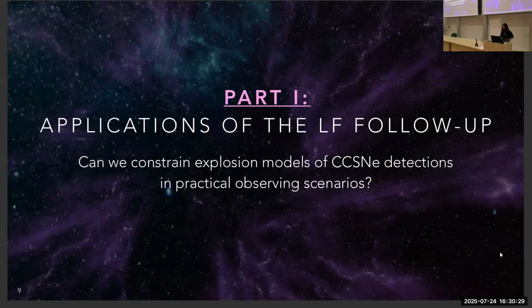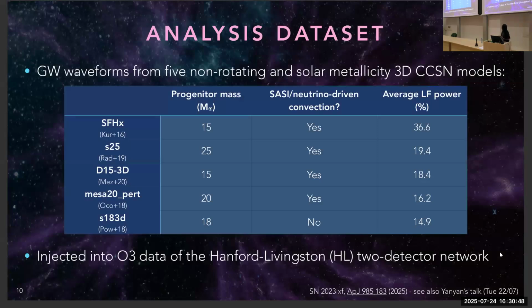Okay, so the first part of our results is to look at how this dedicated frequency analysis can help us constrain core collapse supernovae models, specifically looking at SASI and neutrino-driven convection features in the spectrogram. So what we have here is a list of models.